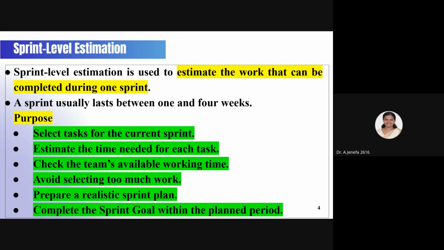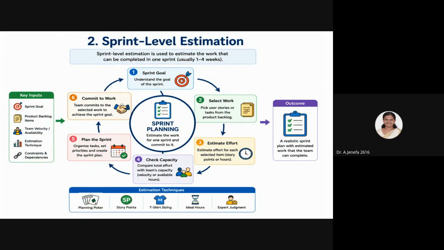To complete the work. And what is the purpose of sprint level estimation? Select a task for the current sprint, estimate the time needed, the team available, and then the plan to complete the work within the duration. Fine. So this is the purpose of sprint level estimation. I have also given you a diagram explaining how we do the estimation technique at the sprint level: sprint goals, select work, estimate effort, check capacity, plan the sprint, and commit to work.